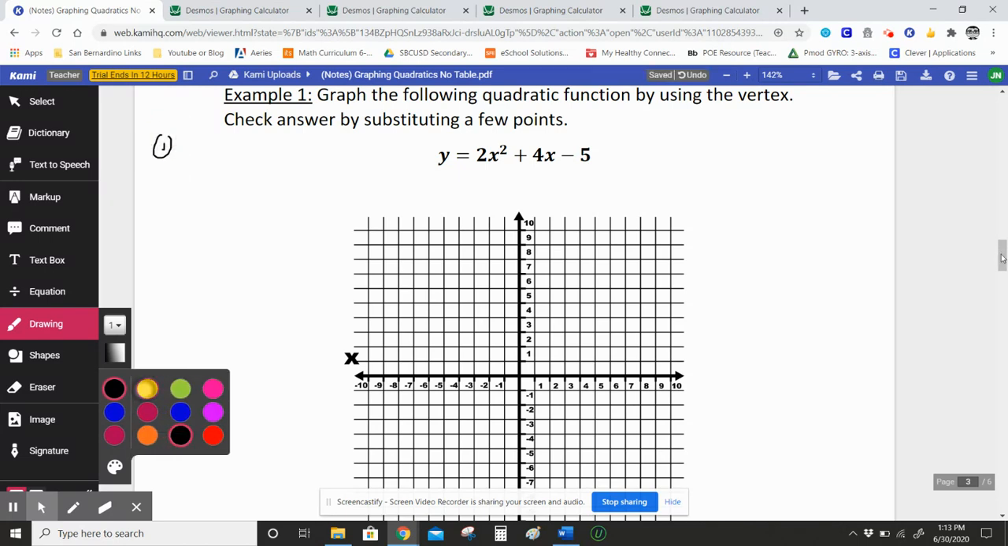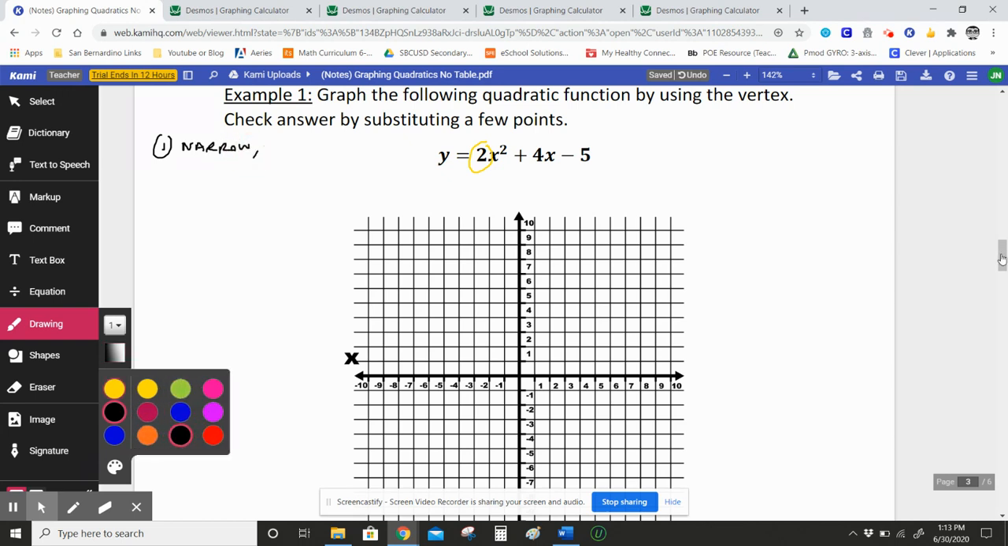So the first thing we're going to be looking at is the value of a. The value of a is positive 2. So we know that positive 2 is bigger than 1. So is that going to be wide, or is that going to be skinny? If you remember, when a is bigger than 1, the larger it is, the skinnier it is. So this is going to be narrow.